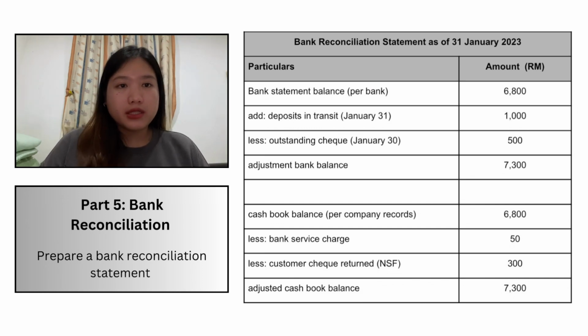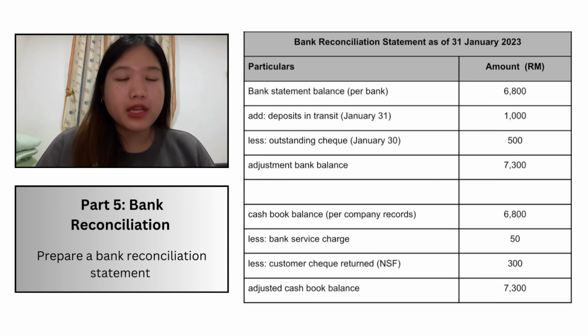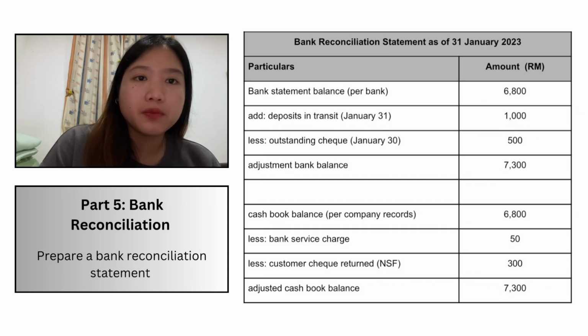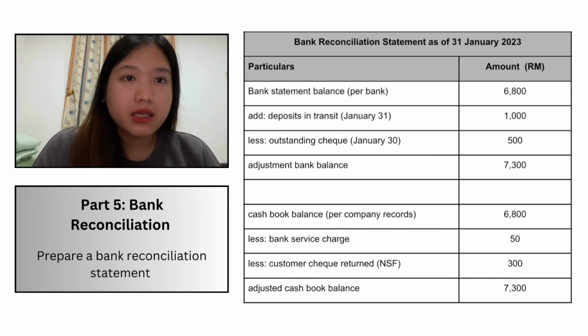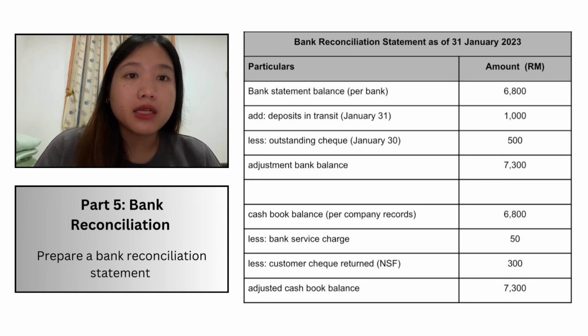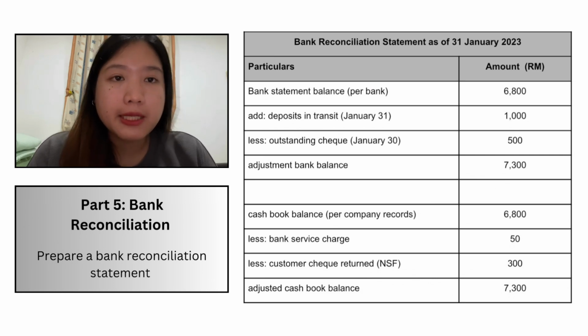A bank reconciliation statement is prepared to identify and resolve any difference between the bank statement balance and the company's cash book balance. These discrepancies arise due to timing differences and omissions or errors in recording transactions. The reconciliation process ensures that the cash balance reported by the company aligns with the bank statement balance.